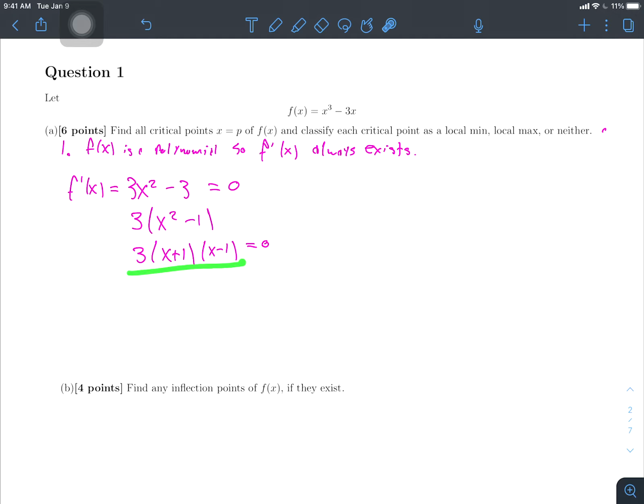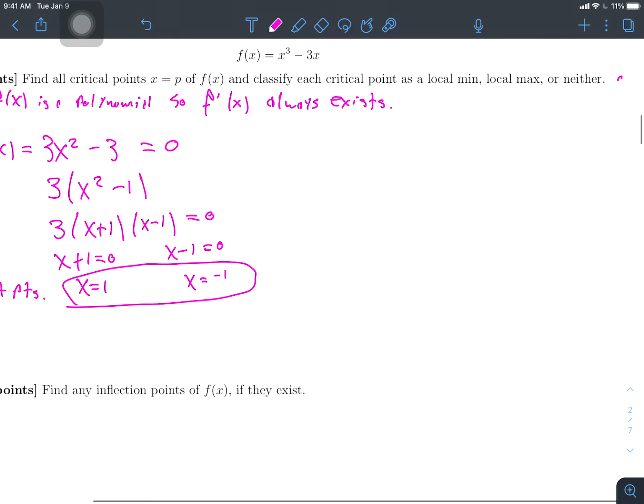If I take 3 times a number times another number, and I get 0, then one of the two numbers that I multiplied at the end had to have been 0, so I just set each of those equal to 0. I get x plus 1 equals 0, that tells me x equals minus 1, and I get x minus 1 equals 0, and that tells me x equals 1. So one of those two things is true in order to make this equation equal to 0. Okay, so those are my critical points.